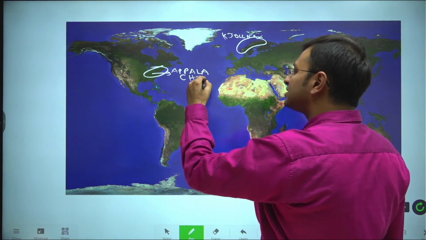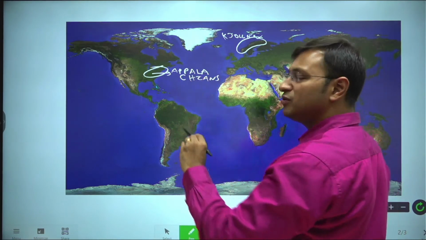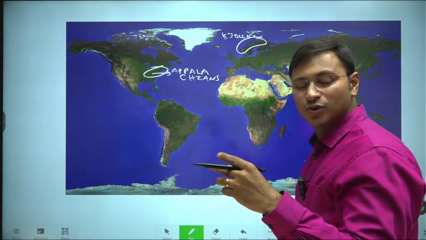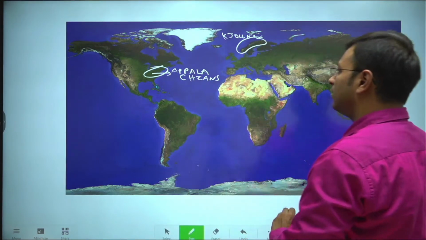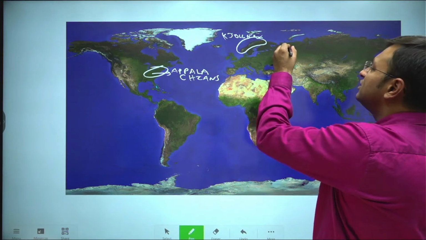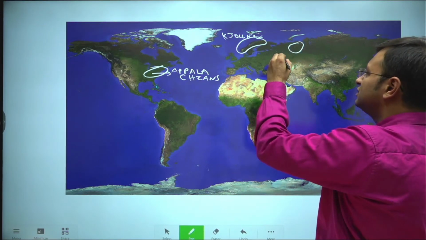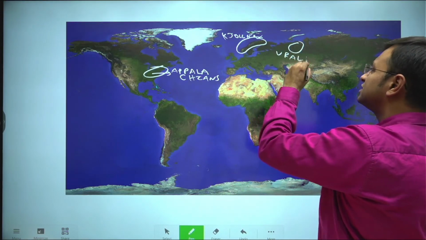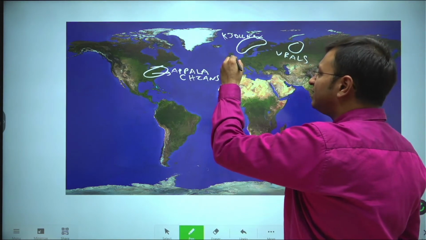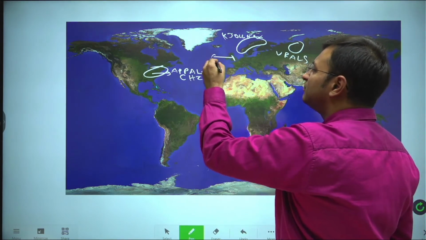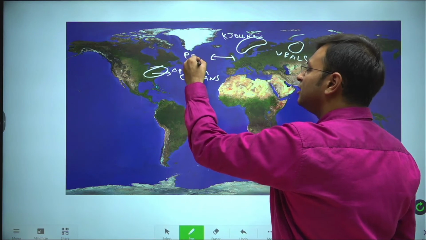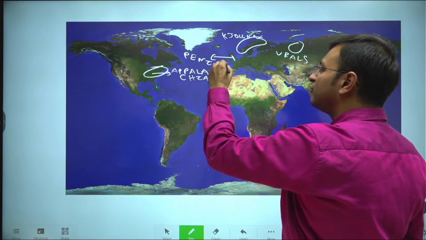Okay, if you understand the locations on the physical map, you can very easily understand the locations on the political map too. Then you have the Urals of Russia. So these are the Urals of Russia. In the middle of Britain, you have the Pennines of Britain.